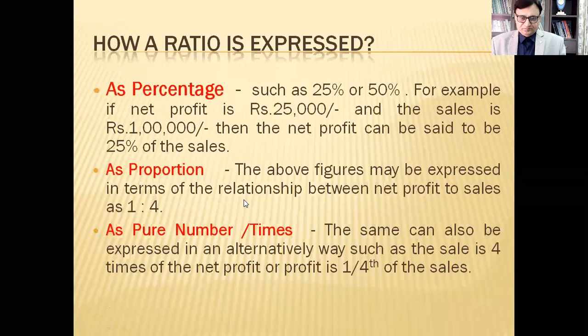Now the question arises, how are the ratios expressed? It may be expressed as a percentage, as a proportion, or as a pure number of times. For example, as a percentage, such as 25% or 50%. If net profit is 25,000 and the sale is 1 lakh, then the net profit can be said to be 25% of the sale.